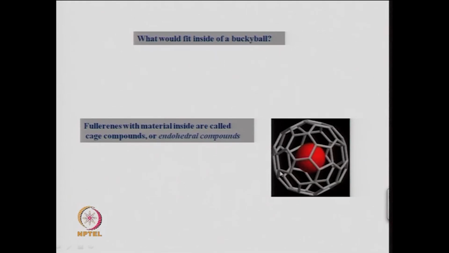These are also called cage compounds or endohedral compounds. So, nitrogen, can you put an atom of nitrogen? Sure, you can put an atom of nitrogen, because what is the diameter of the nitrogen atom? It is of the order of 1.2 angstrom or 0.12 nanometers, which is much smaller than 0.7 nanometers, the diameter of the fullerene. So, definitely you can put nitrogen.